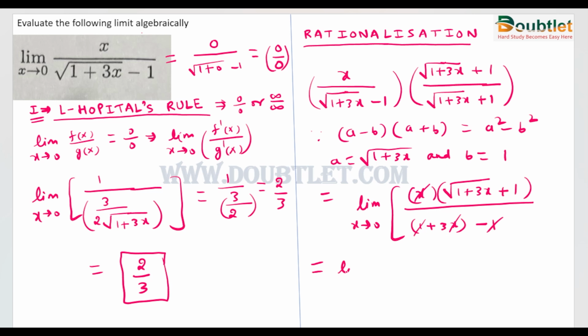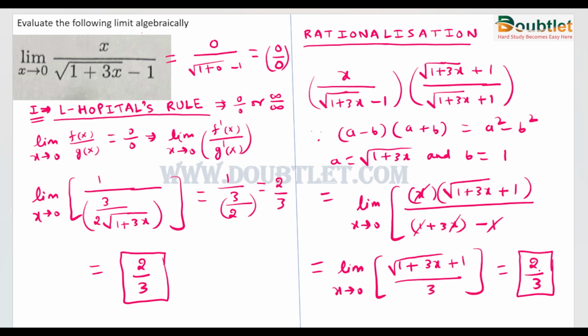If we further solve this, we get limit x tending to 0 of under root of 1 plus 3x plus 1, divided by 3. If we put x equal to 0 here, it becomes under root 1, whose value is 1, plus 1, which is 2. So the answer will be 2 by 3. Through both methods we are getting the same answer. It means we have solved the question correctly.